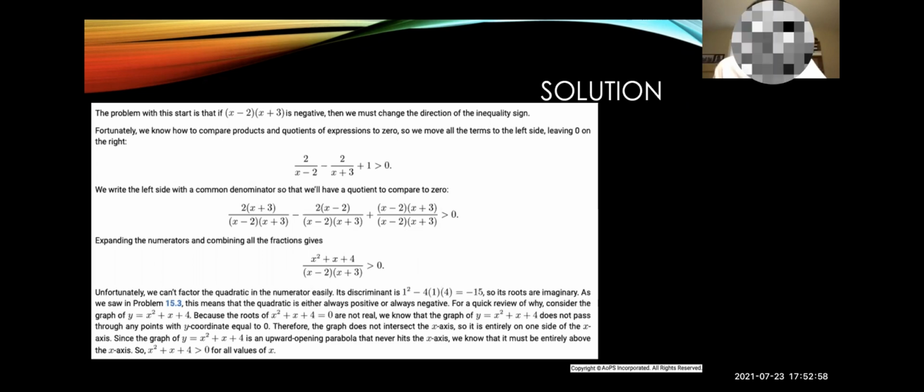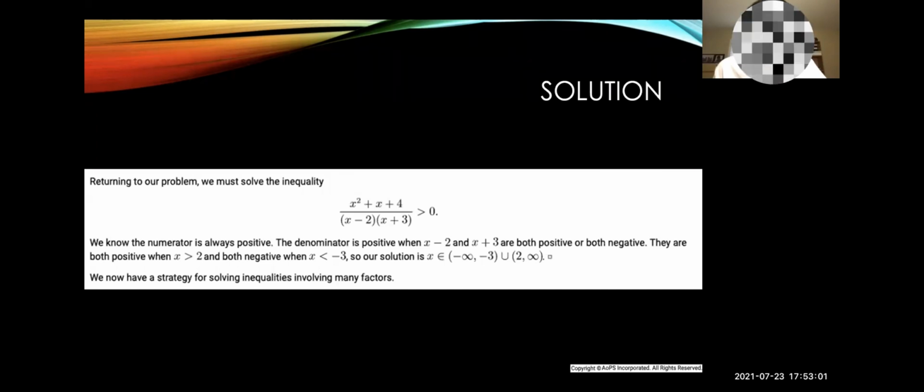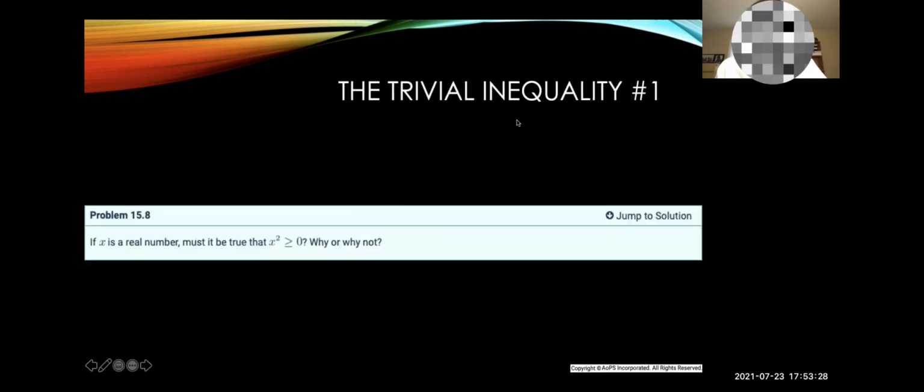So then, since we need to figure out how to solve this inequality, we know the numerator will always be positive, and the denominator is positive when x minus 2 and x plus 3 are both positive or both negative. They're positive when x is greater than 2 and x is less than negative 3. So based on this, our solutions will be this and this. Now you understand how to do one of those more complex inequality problems.